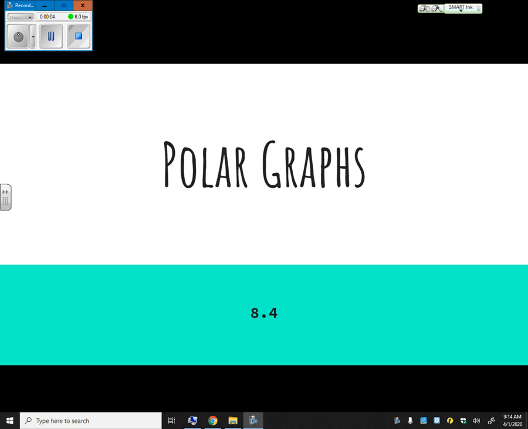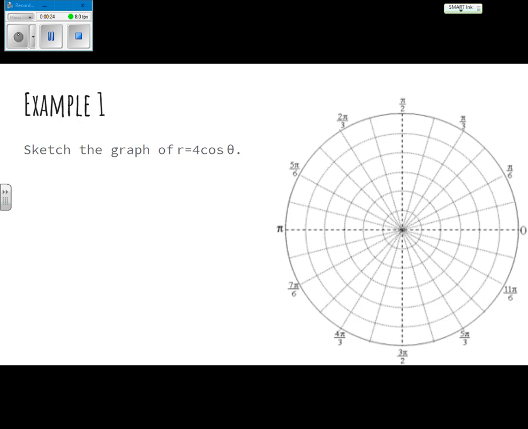I want to wrap up this unit on law of sines, law of cosines, along with all of our polar stuff, I guess you could say, with polar graphs. This is going to be a culmination of everything we've talked about with the polar coordinates, the polar equations, and now we have the polar graphs. So if you haven't done your polar coordinates yet, you're definitely going to want to, because we're going to jump straight into our first example, and we're going to need to be able to plot some points.